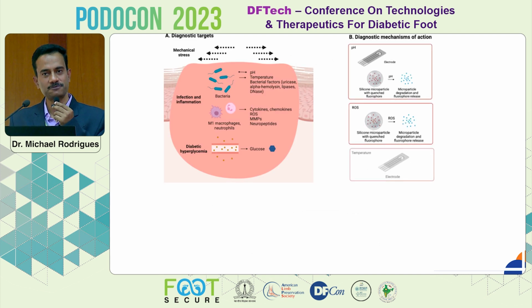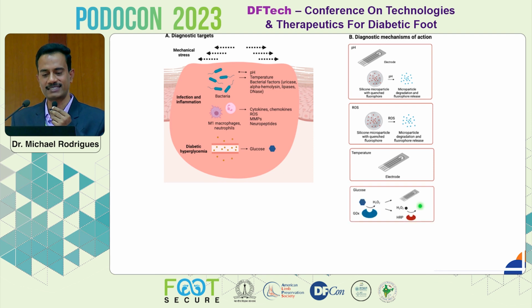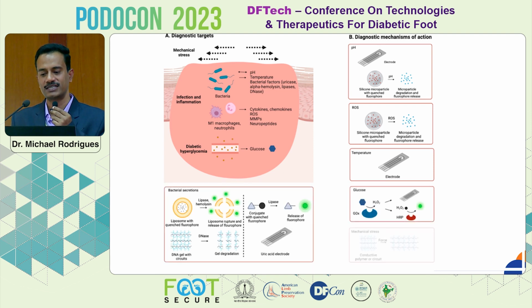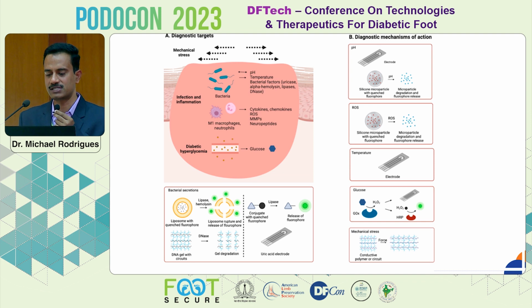So when we say smart dressing, diagnostic dressing, there are so many parameters that you can check out. At present for pH, either you can have a definite electrode put into a wound dressing and measure the pH, or there is something called encapsulation, wherein the encapsulation is done with fluorophores, which give specific colors, and you can see the colors of that.